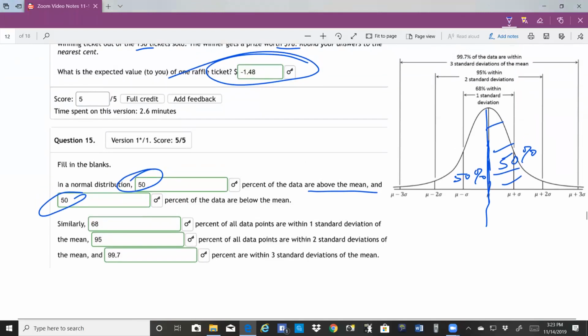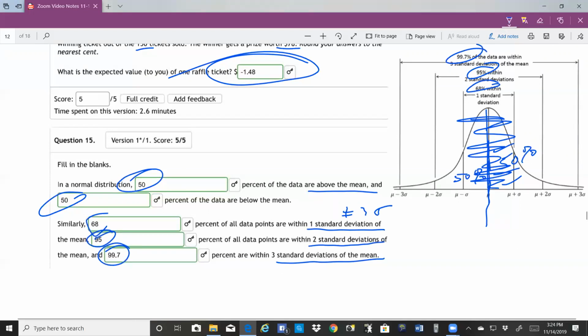Using the 68, 95, and 99.7% rule, we know that 68% is within one standard deviation, that's plus or minus 1 sigma of the mean. And 95% is within 2 standard deviations of the mean. And then 99.7% is within 3 standard deviations of the mean.